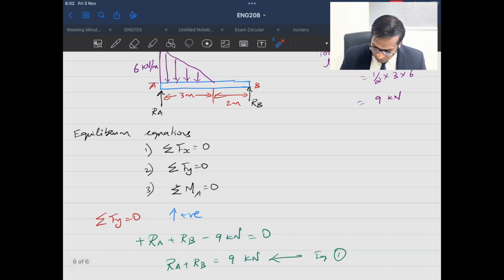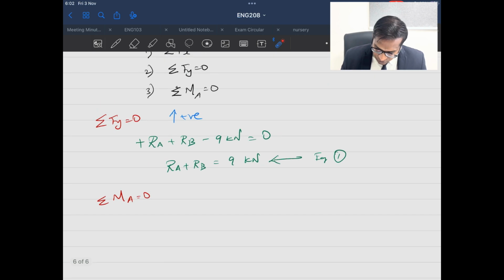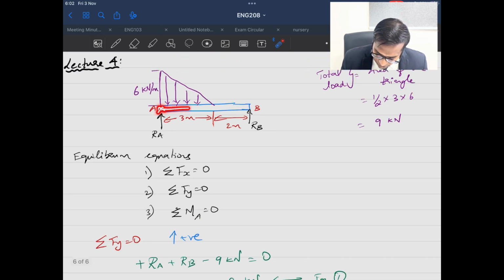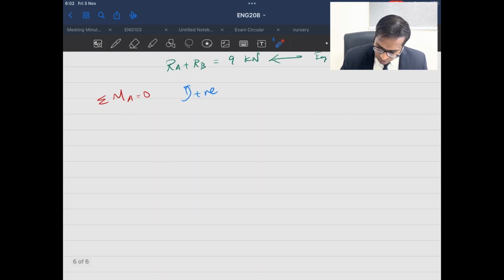Fine. Now, I will consider anti-clockwise as positive. If I write my equation, first let me write for RB. RB is at a distance of 5 meters away. If I apply RB, it will cause an anti-clockwise rotation. So I will write RB into 5, because the moment definition is force into distance. So I will give it positive.